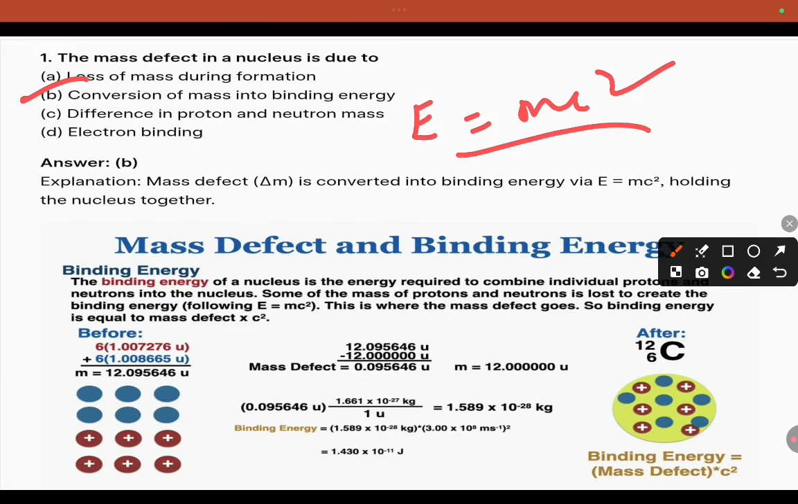So what is mass defect and what is binding energy? Are we clear? Mass defect is nothing but the difference between the parent nuclei and daughter nuclei mass. If you multiply the mass defect with c squared, then that is called the binding energy.